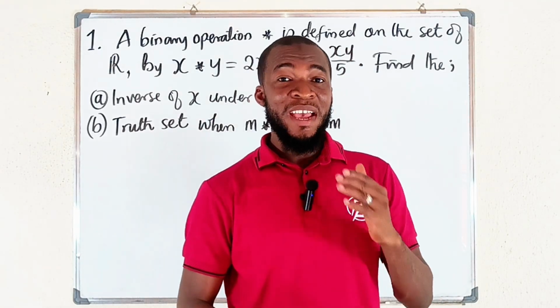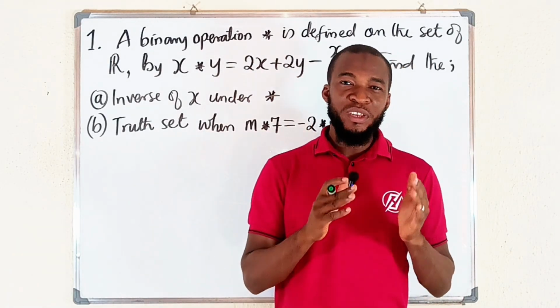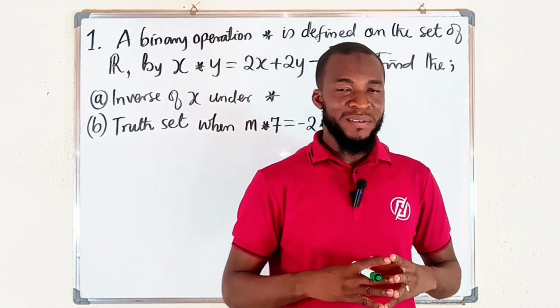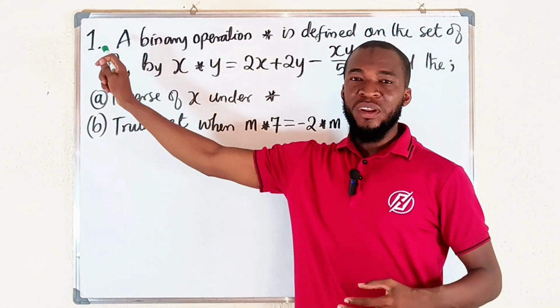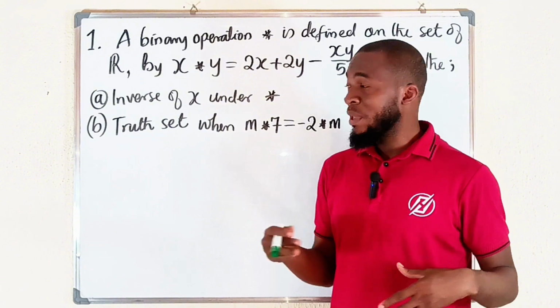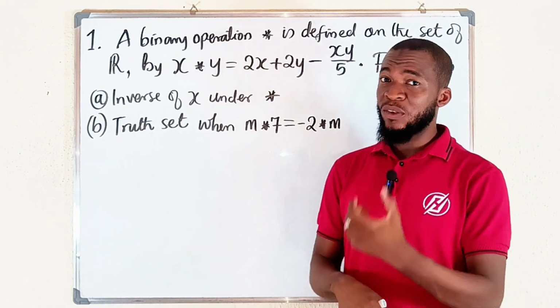Hello everyone, here is question number 1 of WAEC 2025 further mathematics examination. Remember I told you that the A part of question number 1 has no solution. What I mean is, it has no inverse, because we are asked to find the inverse.